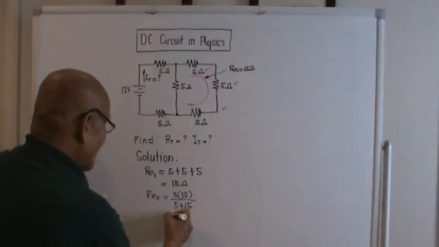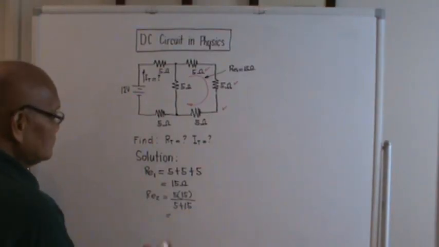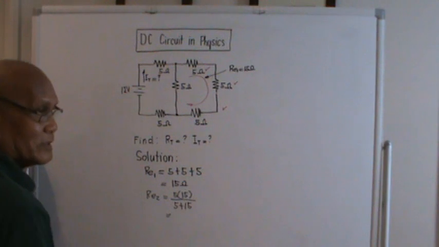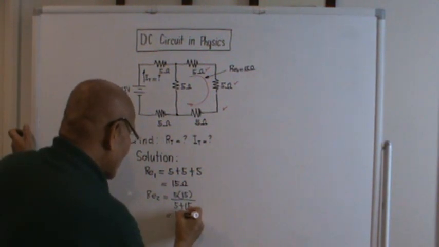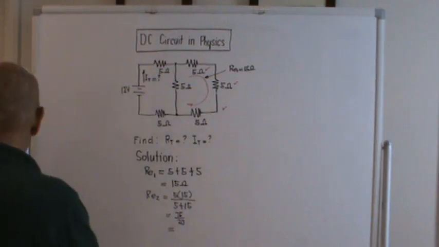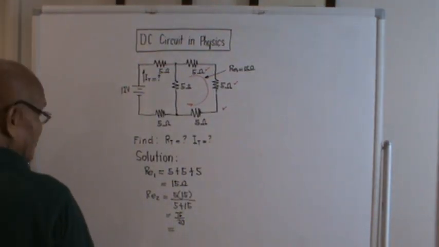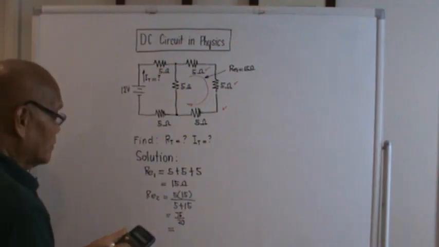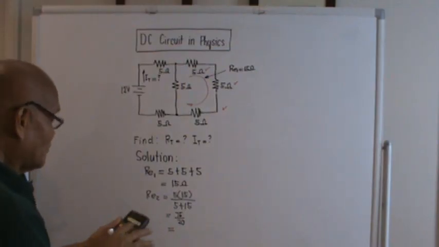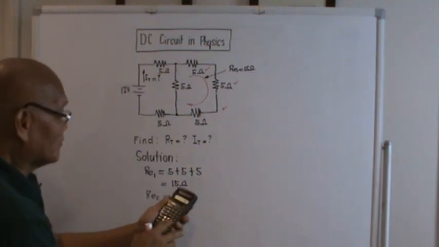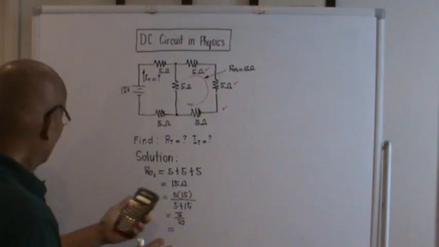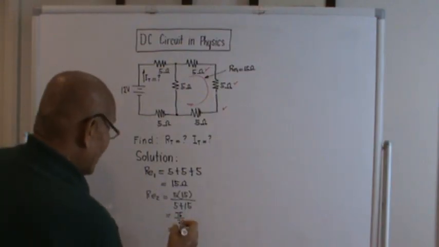So if we try to simplify this one, 15 times 5, that will be 75, right? 75 over 20. And if we try to take the value of this one, we better take the decimal value now. 15 times 5 is 75, right? So 75 divided by 20, it will become 3.75.